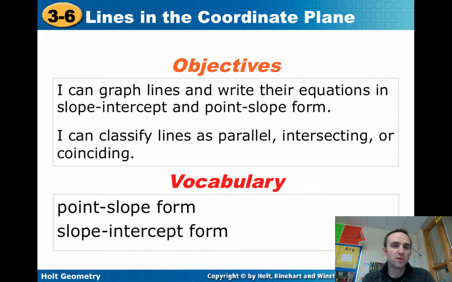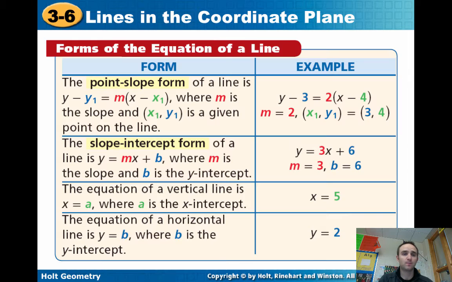Okay, here we go with section 3.6, lines in the coordinate plane. Our objectives: I can graph lines and write their equations in slope-intercept form and point-slope form, and then I can classify lines as parallel, intersecting, or coinciding. So we need to know what point-slope form is and slope-intercept form is. This is all review from algebra, so let's get to it.